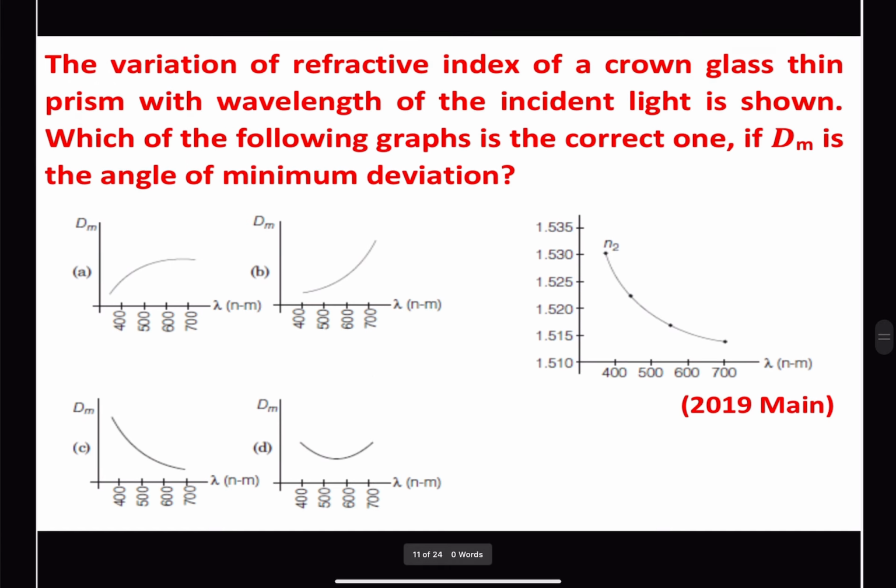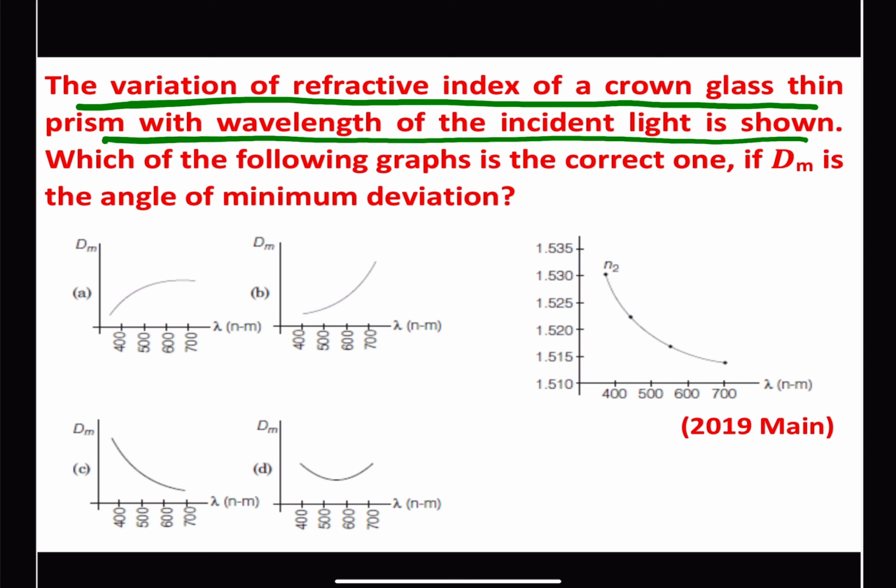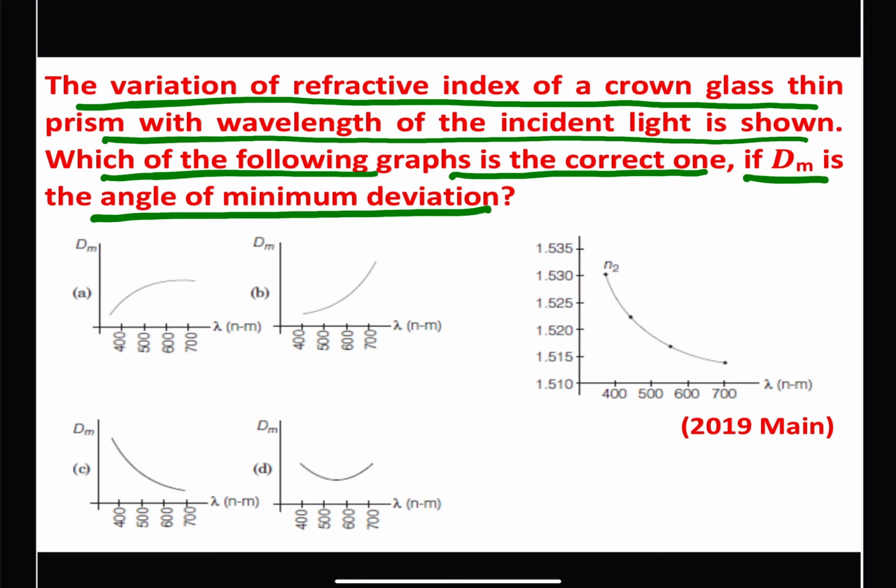And next question, it states that the variation of the refractive index of a crown glass thin prism with respect to wavelength of incident light is shown. Which of the following graphs is the correct one if dm is the angle of minimum deviation? So this is the graph given to us as per the question.